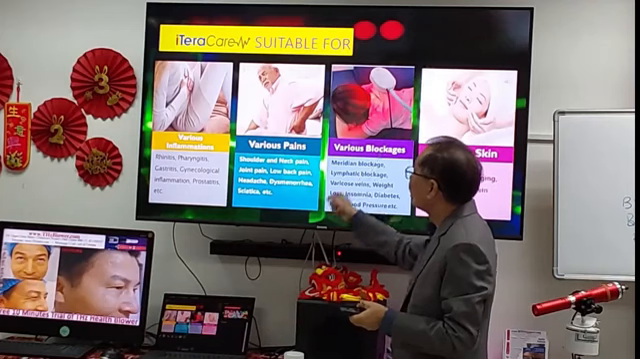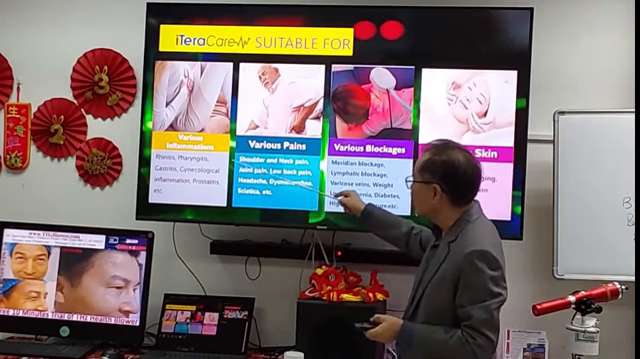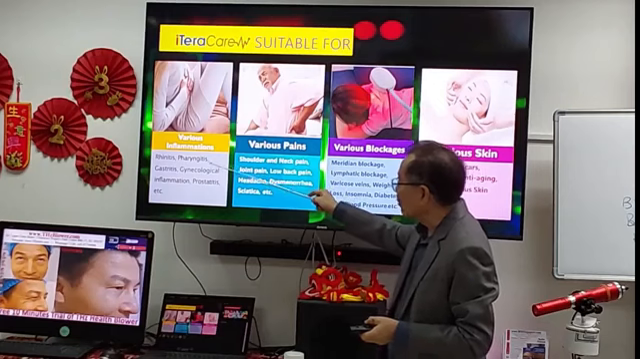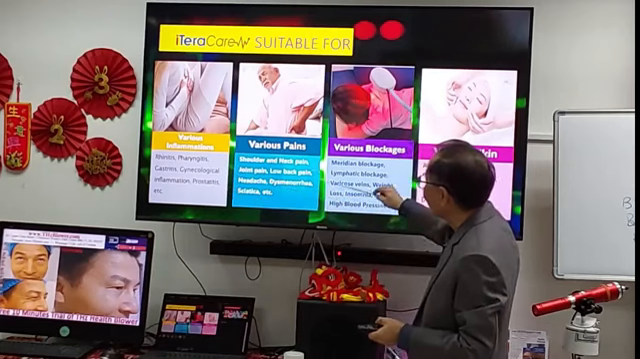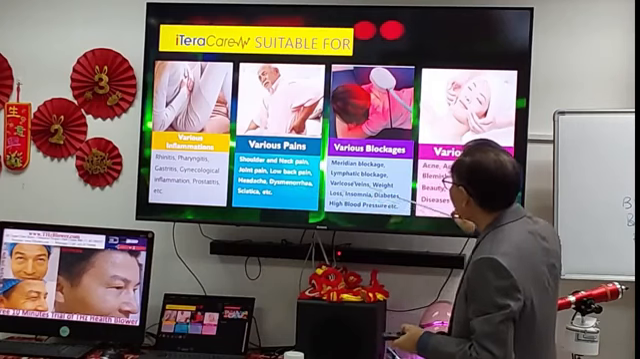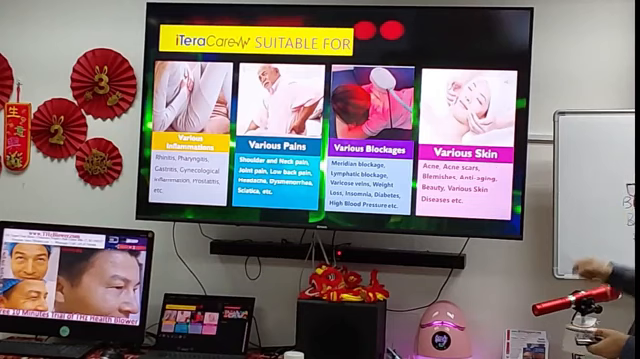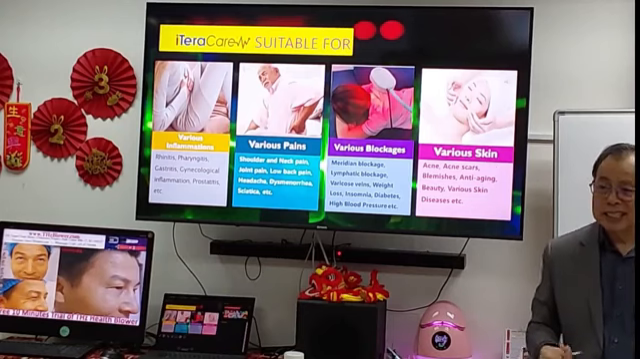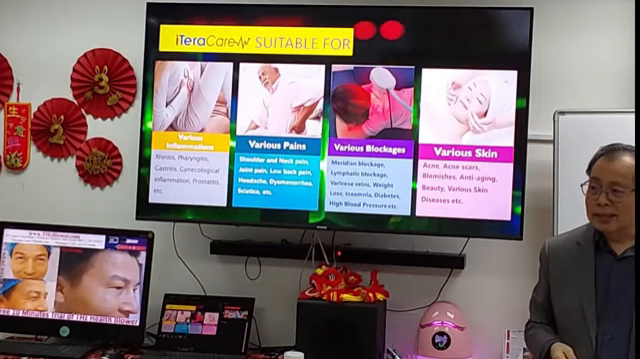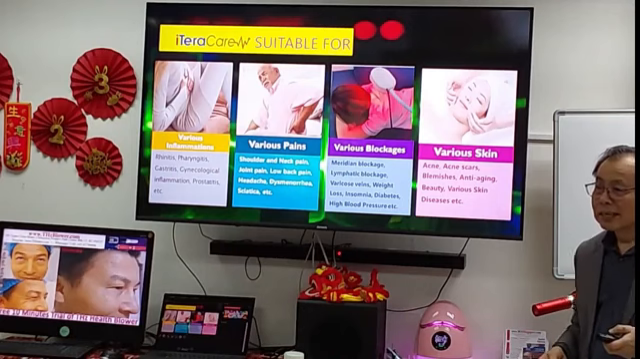Terahertz is suitable for all these things, all kinds of inflammation, rhinitis, pharyngitis, gastritis, various pains, various blockages, various skin conditions. I will talk about this in the next talk. Anti-aging with respect to skin. That will be the focus of my next talk.